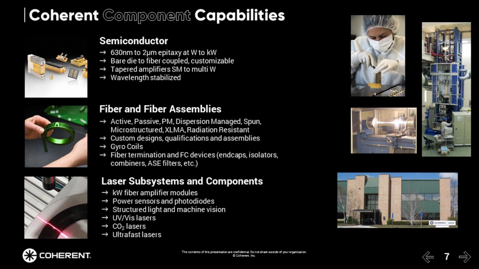Furthermore, we have an entire fiber manufacturing and assembly capability based in East Granby, Connecticut. There we can manufacture active, passive, polarization maintaining fibers, dispersion managed fibers, as well as spun and microstructured fibers, and we are even now working on fibers that have radiation resistance, which is particularly of interest for fibers going into space applications where over time the radiation in space can cause degradation of performance.